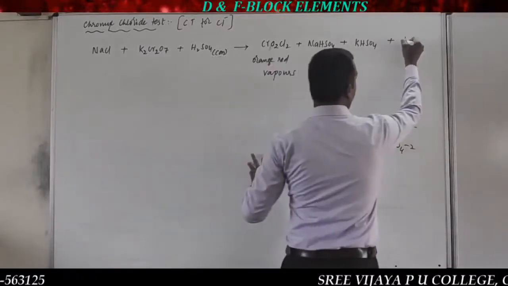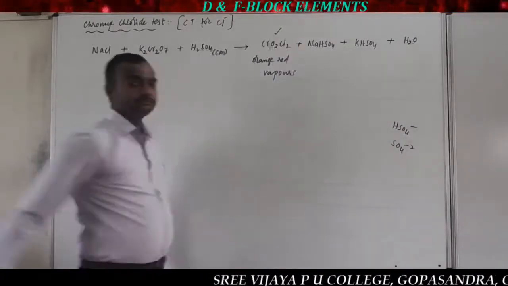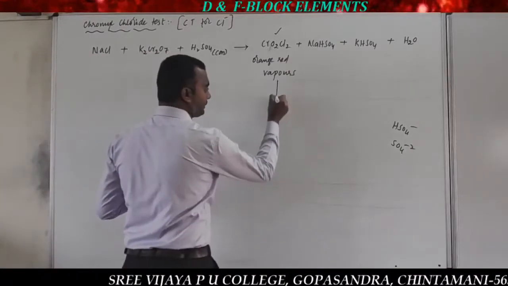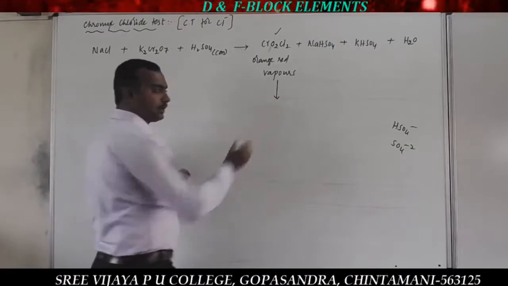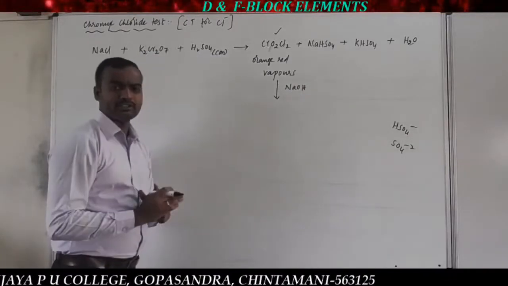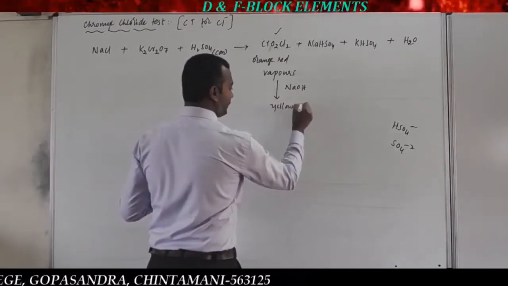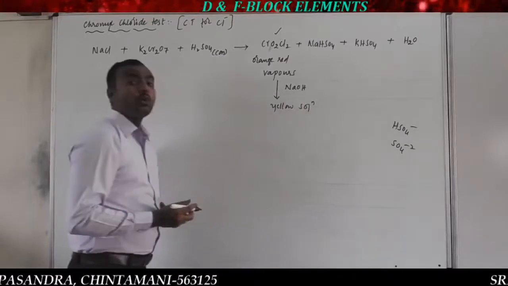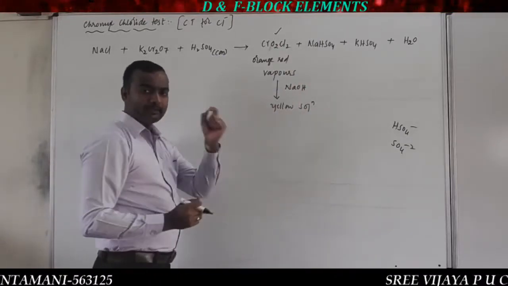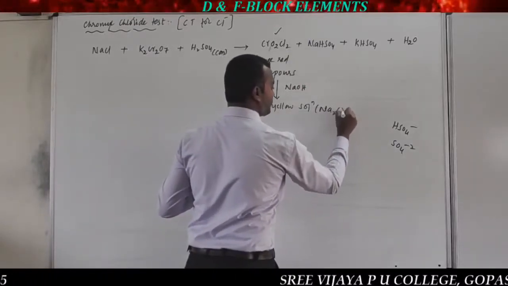So the important compound here is chromyl chloride, orange red vapors. Now, as soon as the orange red vapors come, they are passed into NaOH solution. Sometimes ammonium hydroxide solution is used. We get a yellow color solution. Chromyl chloride treated with NaOH gives sodium chromate, Na2CrO4.